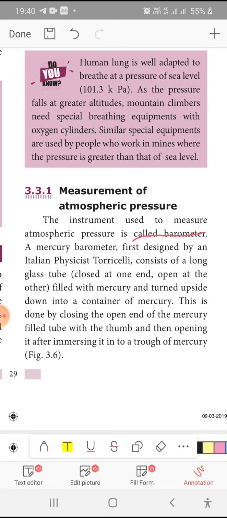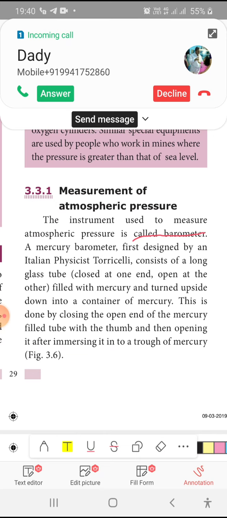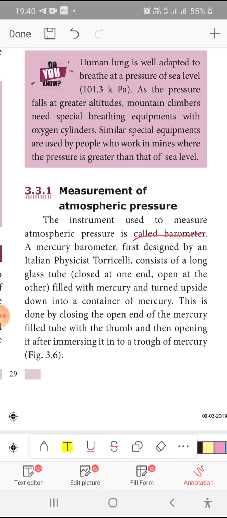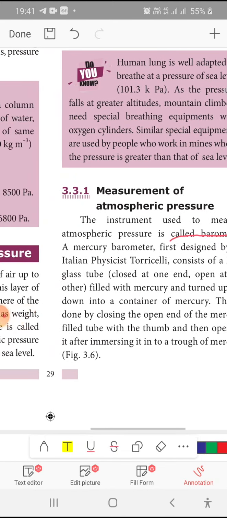A mercury barometer was first designed by a scientist, Torricelli. So the barometer is also called the Torricelli barometer. It consists of a long glass tube filled with mercury and turned upside down into a container of mercury. The container, note it down, is also filled with mercury. This is done by closing the open end of the mercury-filled tube with a thumb and opening it after immersing it in a trough of mercury.